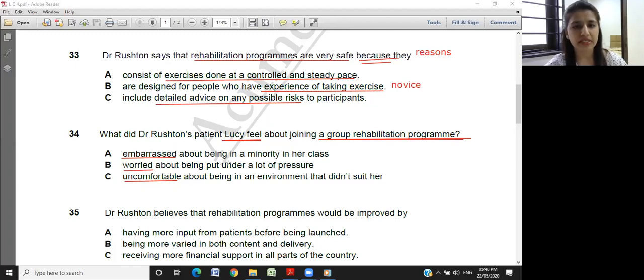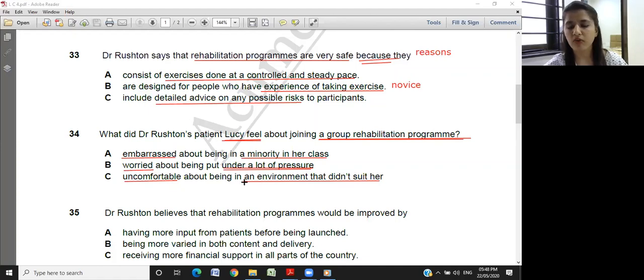So was she embarrassed about being in a minority in her class? Okay. So minority can be based on gender, it could be based on age, it could be based on race, it could be based on one's socio-economic background. So we'll have to actually figure out which kind of minority he is describing here. Then, worried about being put under a lot of pressure, right? And uncomfortable about being in an environment that didn't suit her.